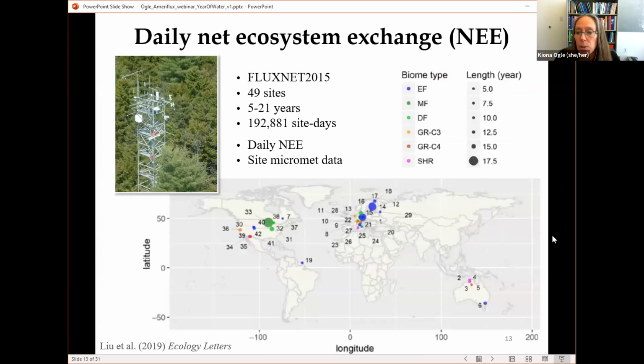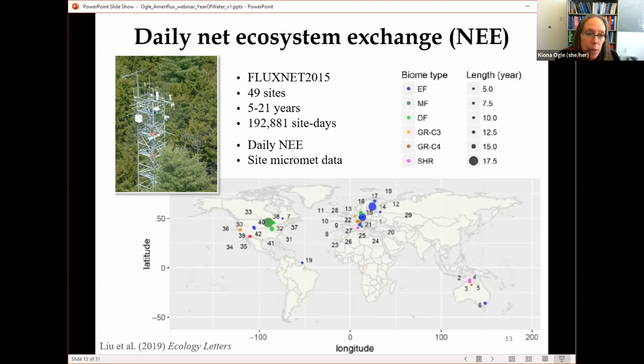And I want to use this study here published by Yao Liu, a former postdoc in my group, to illustrate the application of SAM and example inferences that can be drawn from such application. And here we focus on daily NEE data from the global FluxNet network, spanning about 50 sites and over 190,000 site days. And you can see, different sites have different amounts of data depending upon the temporal depth of that data based upon the size of that circle.